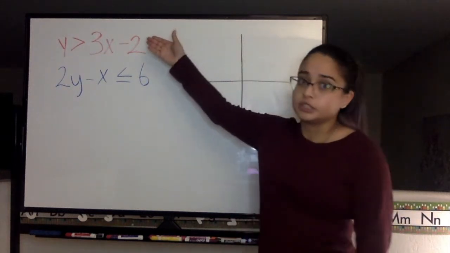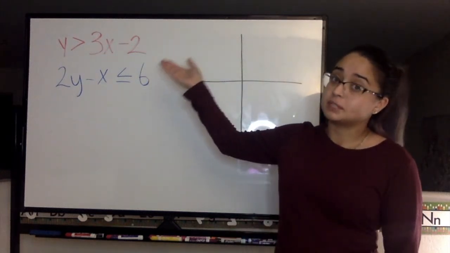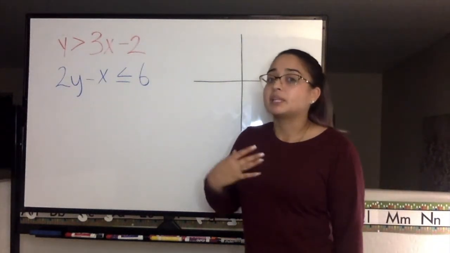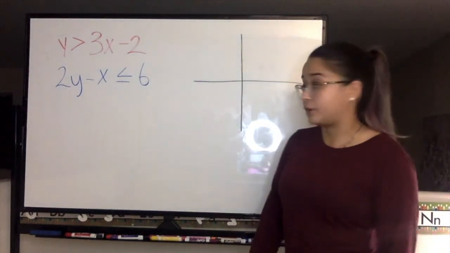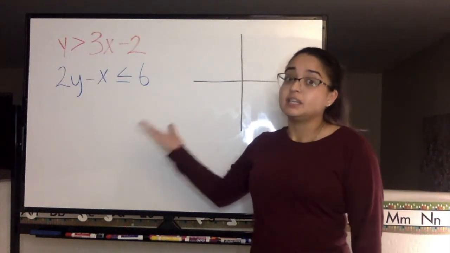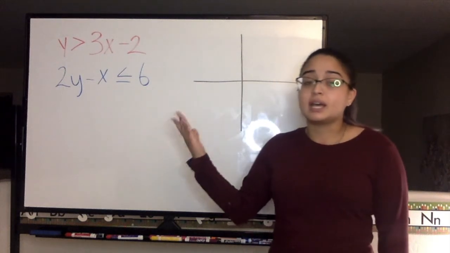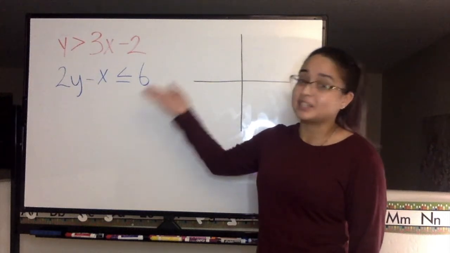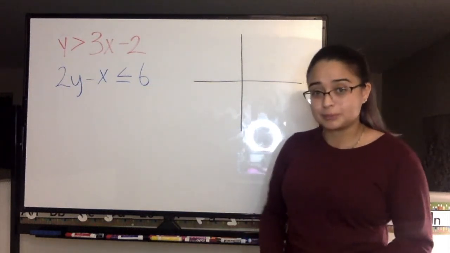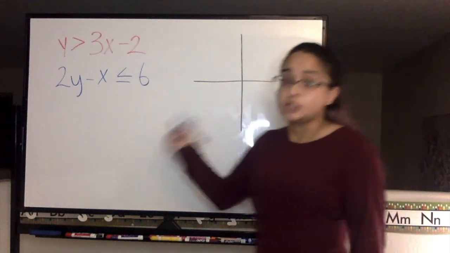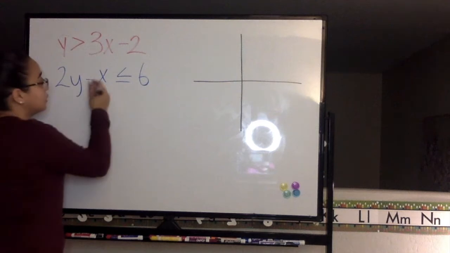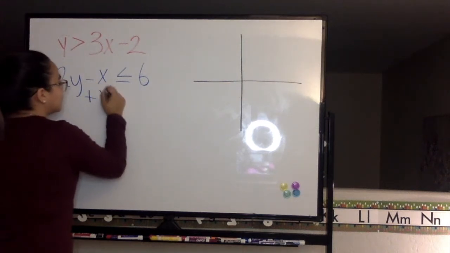The first one you can see is already in y equals mx plus b form, which is the format that helps us graph, right? The second one isn't. So let's go ahead and put our second inequality into y equals mx plus b form. To do that, we have to get our y variable alone. So we're going to start off by adding x to both sides.